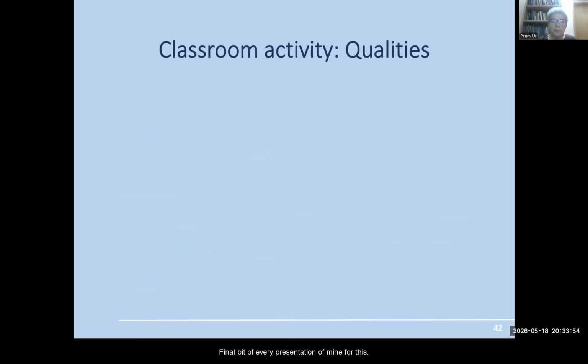Final bit of every presentation of mine for this course, classroom activity. Here's a classroom activity. I hope most of you, the Bagrut teachers, obviously not teaching Bagrut classes, but I hope the rest of you are still teaching. So it's called Qualities, and it can be done either for homework or in class, and it goes as follows.